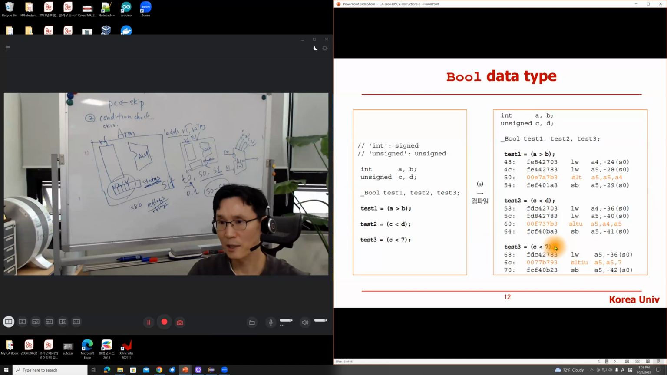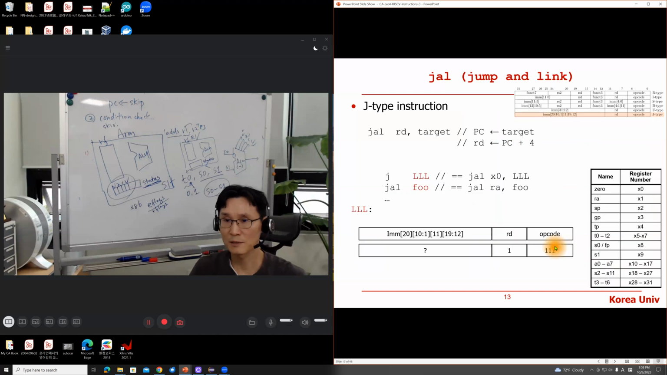Okay, that is about it for today. On Wednesday, we will be talking about jump instructions. RISC-V provides only two jump instructions, so it is very simple. It will be a simple discussion.